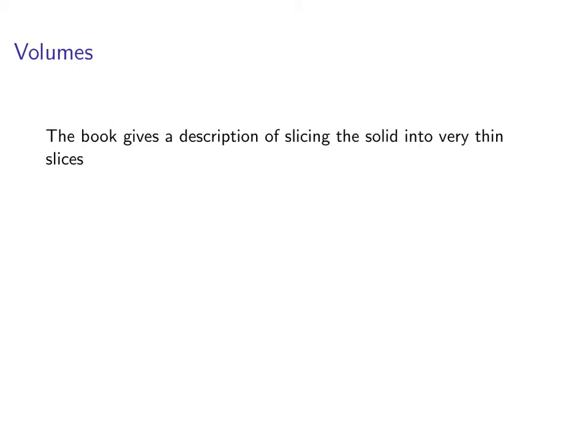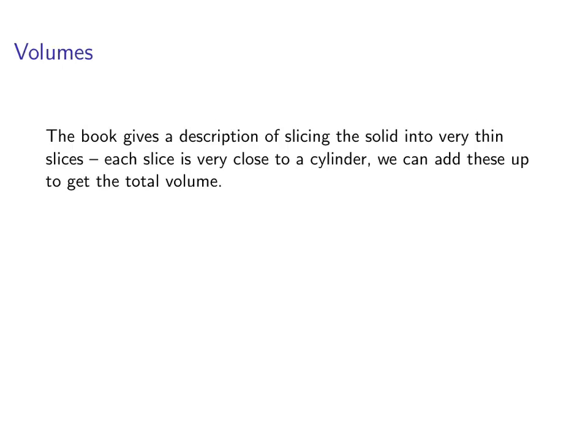So now our book will give a description of slicing the solid into very thin slices. Each slice is actually really close to a cylinder. So when you have a loaf of bread and you slice it, even though the ends, the crust, might be a little bit crooked, it's actually pretty close to a cylinder. And so we can add these up to get the total volume.